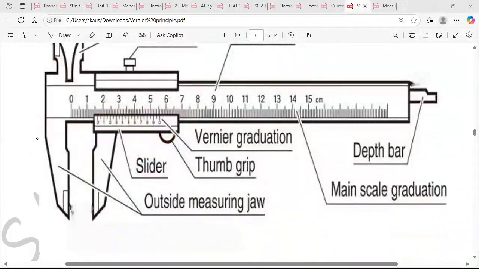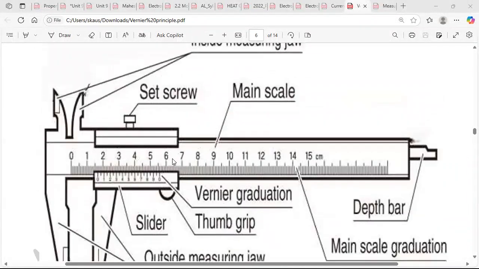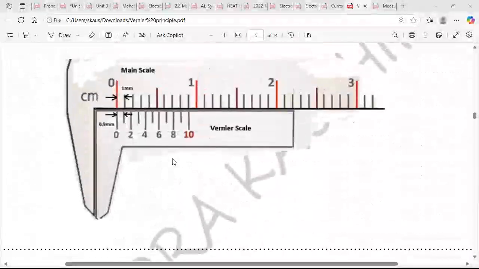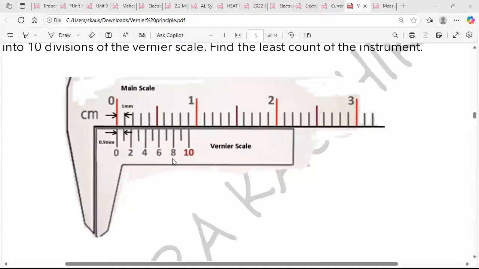I will show you a video, otherwise I'm just speaking from only the mouth. I'm not showing you. So here is a picture where the jaws of the Vernier caliper are shut, as close as possible to each other. They are together. At that time, in a proper instrument, the zero of the main scale and the zero of the Vernier scale should align properly like this. One line should be at the zeros.